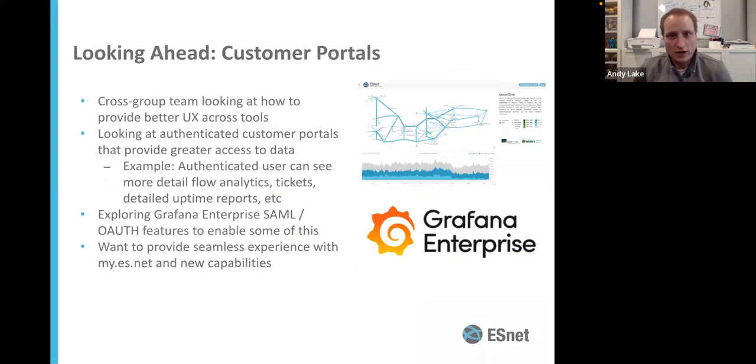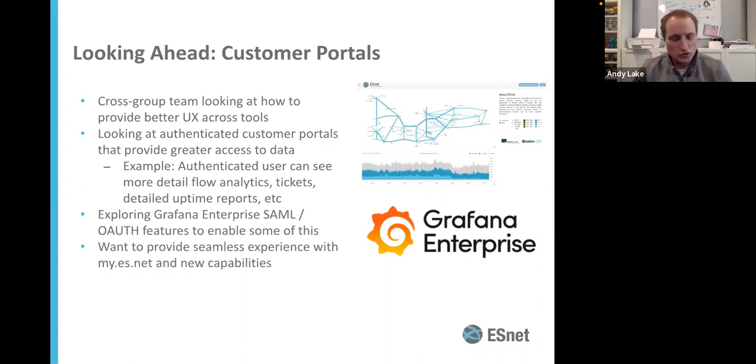So specifically, we've got a cross-group team very similar to what we did with the base measurement infrastructure at ESnet, to look at the UX, or the user experience for all our tools, both customer-facing and internal-facing at ESnet, and how we can make those more consistent.